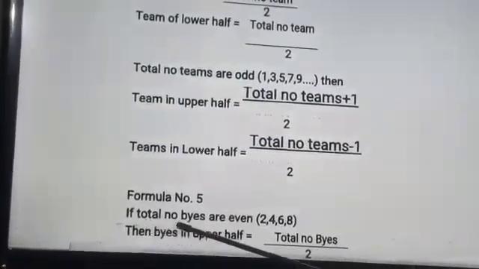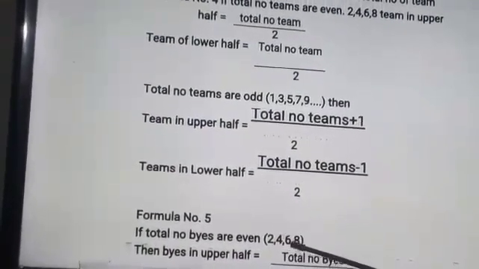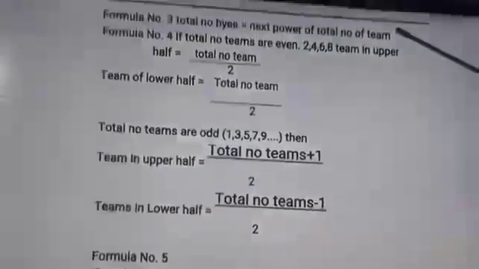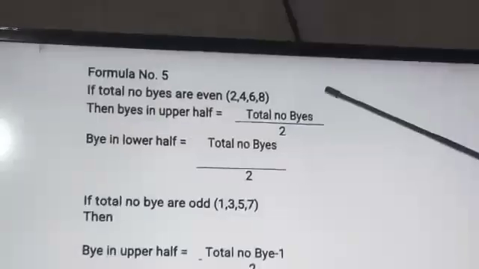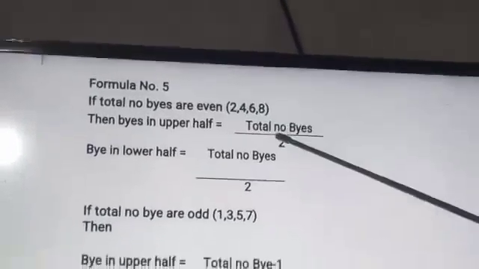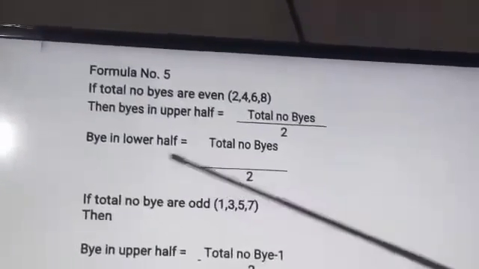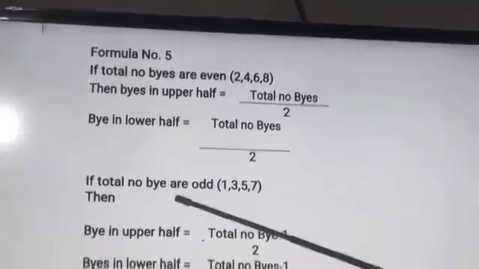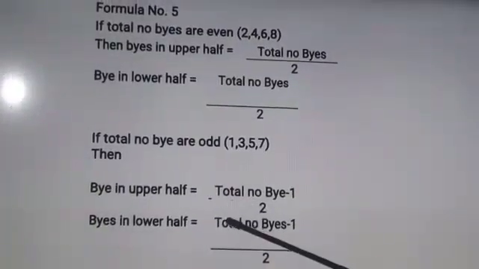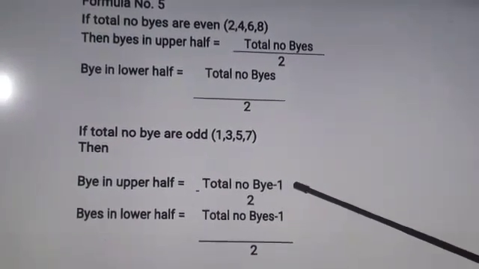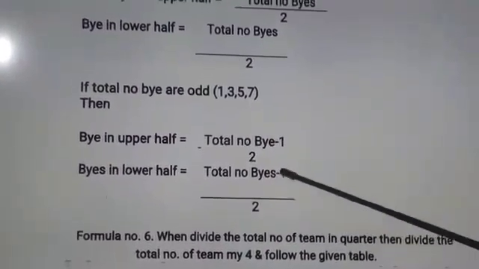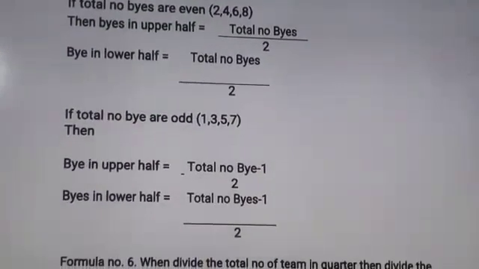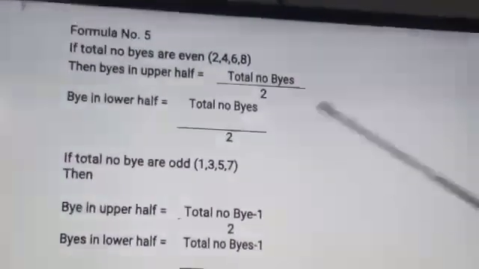Formula number 5: if the total number of byes is even, then the byes in the upper half are total number of byes by 2, and in the lower half equal. And if it is odd, then total number of byes minus 1 by 2, and total number of byes plus 1 by 2. And one more in the lower half and one less in the upper half.